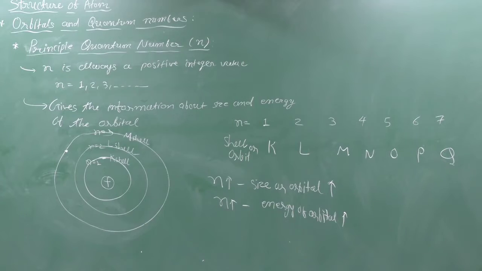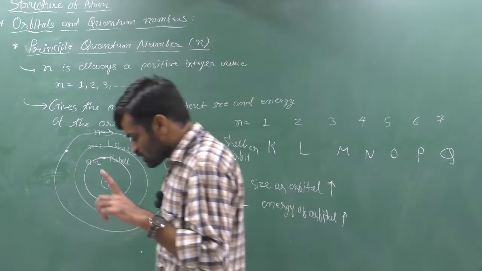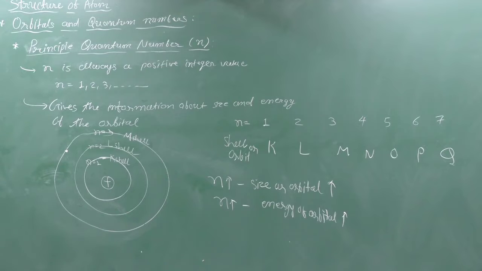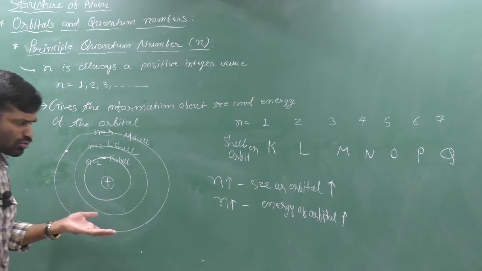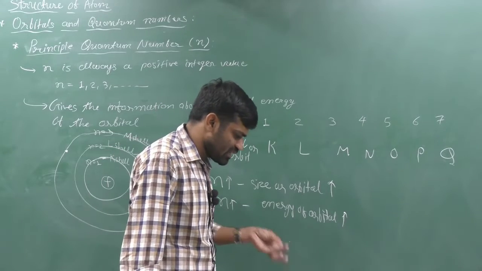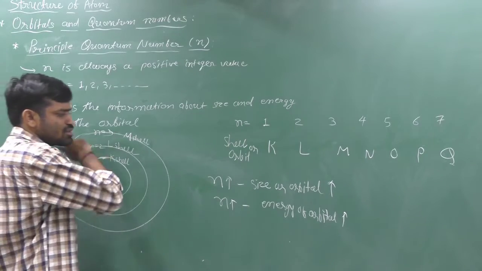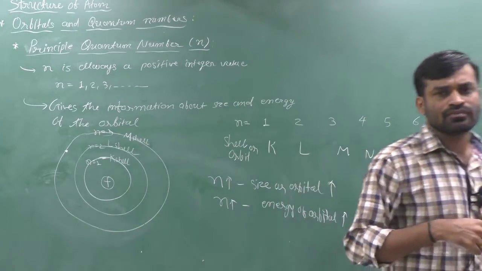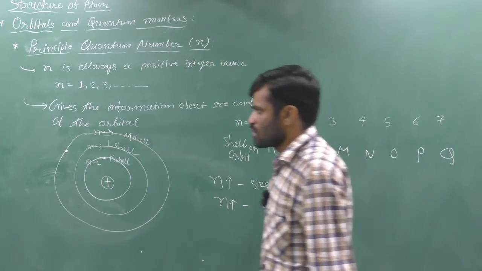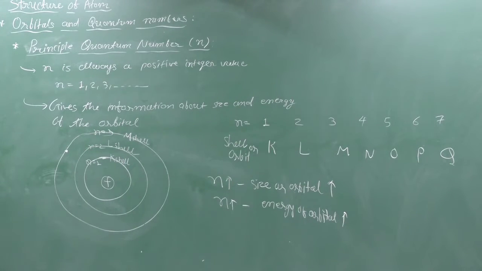So I think you can understand it. N defines the size and energy of the orbital. Clear? Particularly the electron, because the electron is inside the orbital, so the energy of the orbital is the same as the energy of the electron. As n increases, the size increases, the size of the orbit or orbital increases and the energy of the orbital also increases. Principal quantum number n also identifies the shell, so if the principal quantum number is given, we can also say which shell the electron is present in. Clear? So the size of the orbital increases with the principal quantum number n.